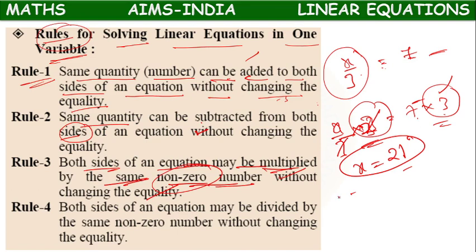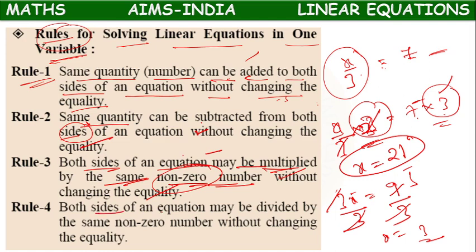Or if I have 3x equals to 9, so then with same number we have to divide. So then 3 cancel. x equal to 9 by 3. So both sides of equation may be divided by the same non-zero number without changing the equality.